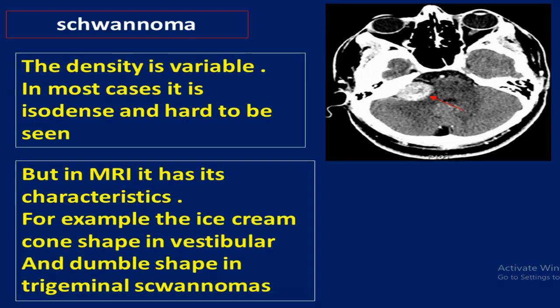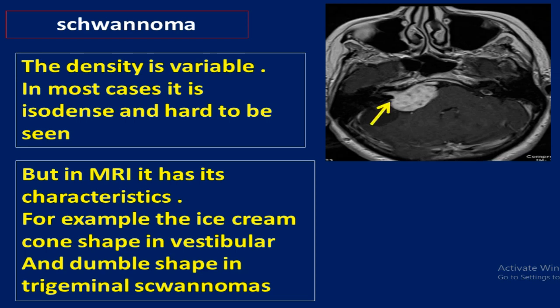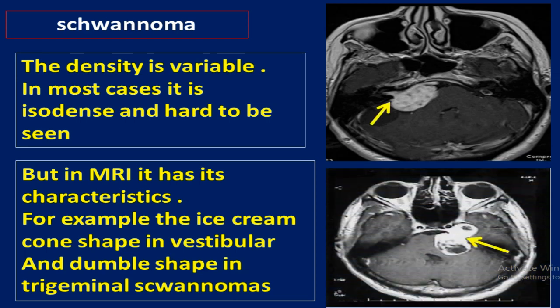The third lesion is schwannoma. The density of schwannoma in CT brain is variable, and in most cases it is isodense and hard to be seen. But some cases of schwannoma are hyperdense and can mimic meningioma. But in MRI, it has its characteristics. For example, the ice cream cone appearance of the vestibular schwannoma and the dumbbell appearance of the trigeminal schwannoma.